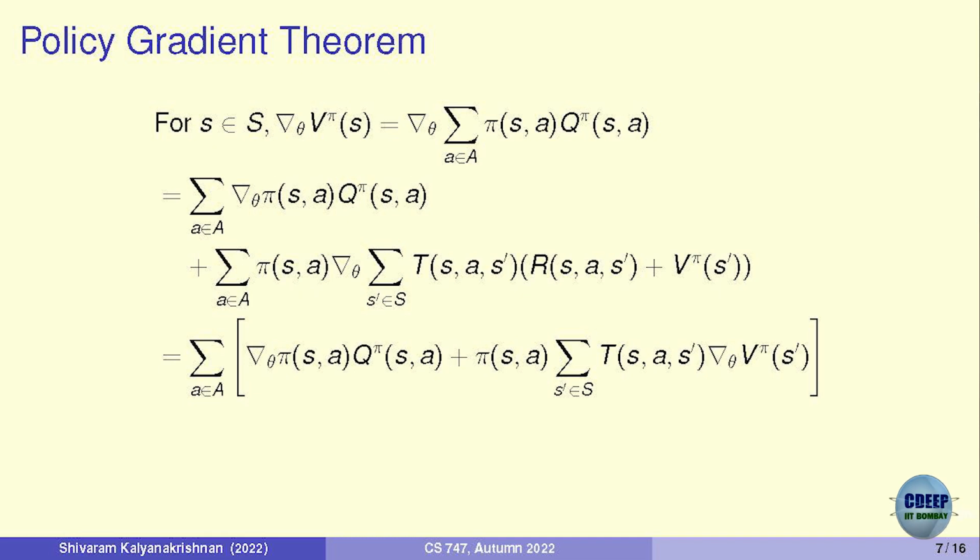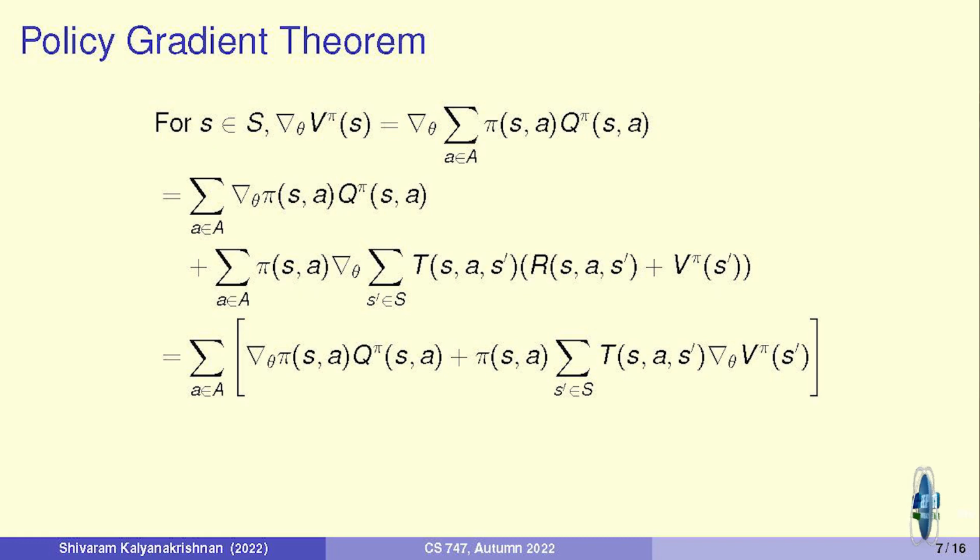So pi of SA might be taking different actions. With some probability you're taking this action, some probability you're taking that action. And because of that, with some probability you're going to one S prime, or something else. But with T of SA S prime, if you accumulate this over all the actions, that's the probability with which you're coming to S prime, right?